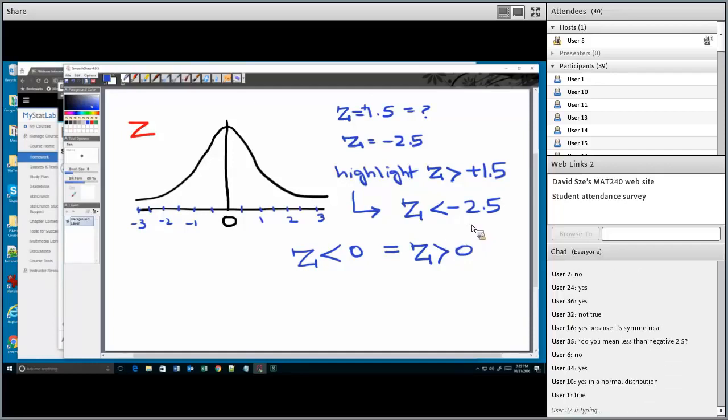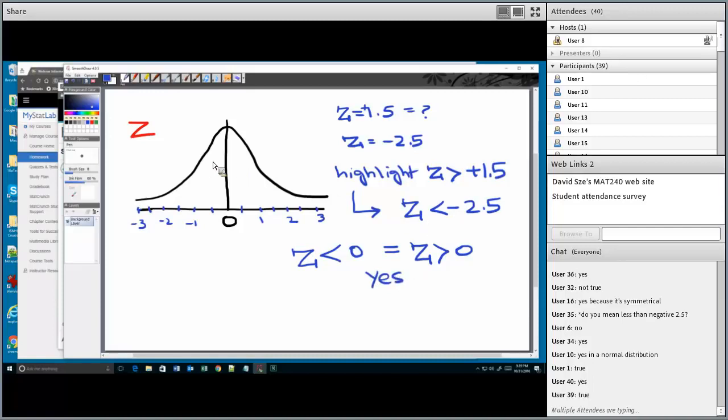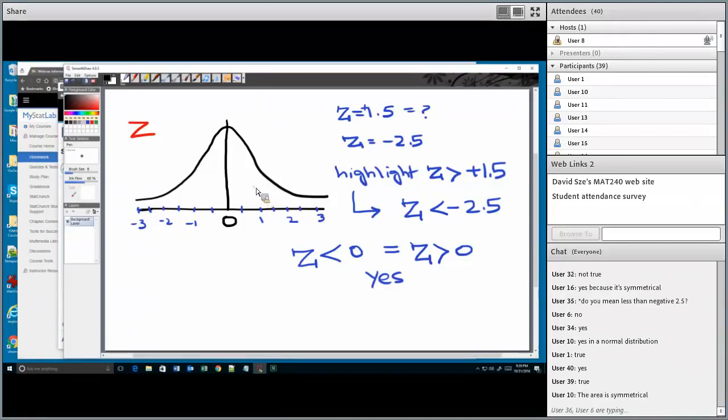Okay. Some are saying no, most are saying yes. So let me tell you the correct answer is yes. If you said no, let me know why you think that. Let's see, because sometimes we get really good questions when that's the case, and I want to answer those questions. Yes, Brian, that is correct. The area is symmetrical.